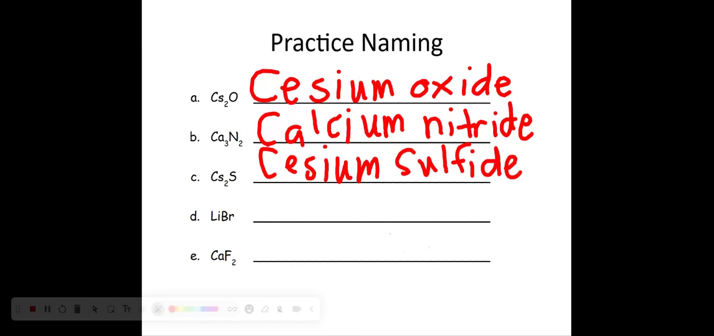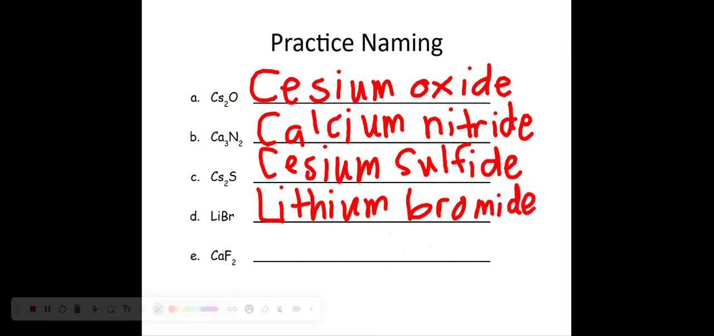Li is for lithium. And Br is for bromine, which becomes bromide. And then finally, we have calcium for Ca, and fluorine becomes fluoride for F. So it's calcium fluoride.